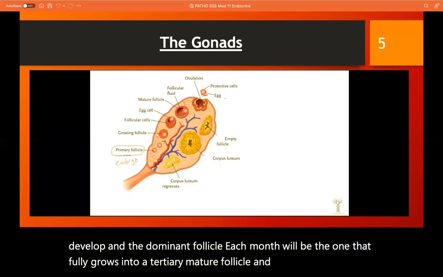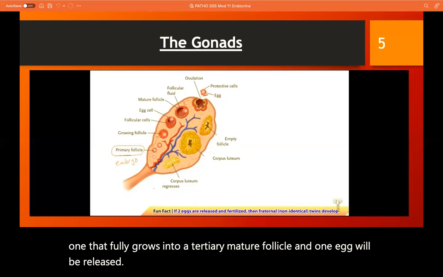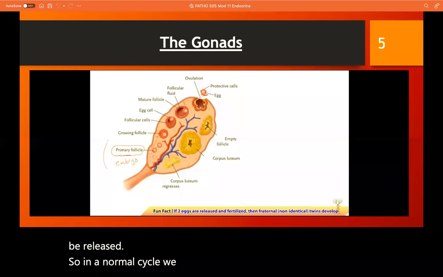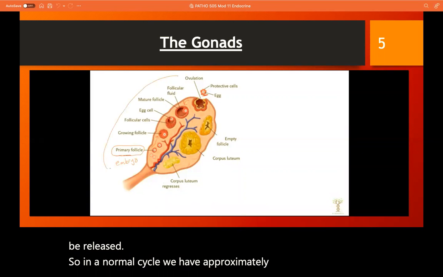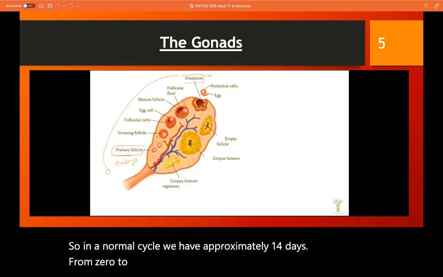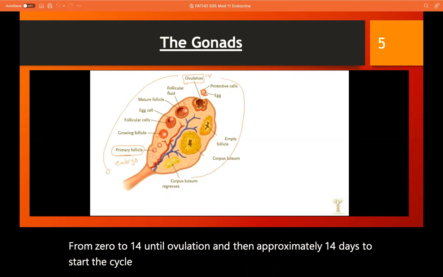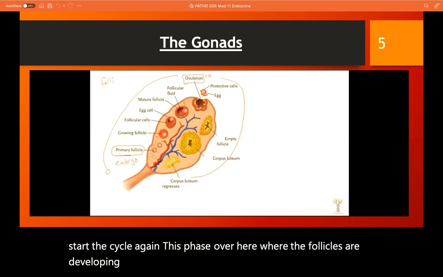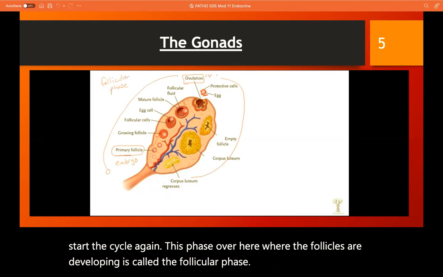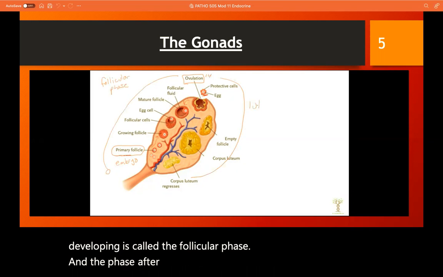So in a normal cycle, we have approximately 14 days from 0 to 14 until ovulation, and then approximately 14 days to start the cycle again. This phase over here where the follicles are developing is called the follicular phase. And the phase after ovulation is called the luteal phase.